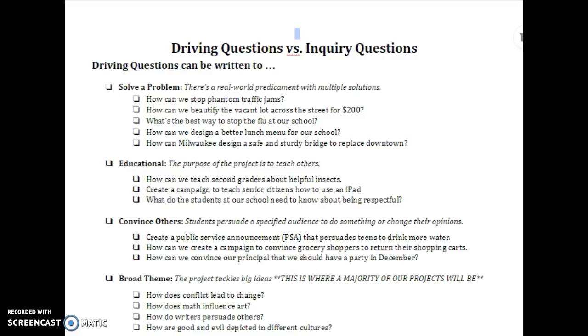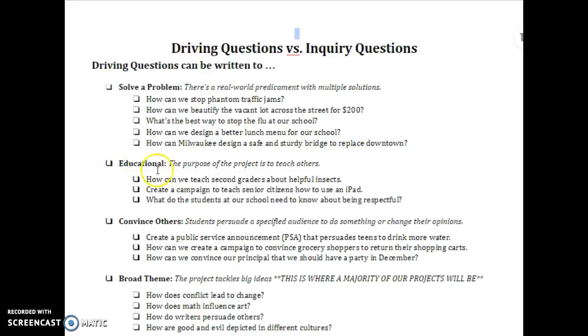Okay, boys and girls, today you're going to be writing a driving question, and we're going to talk about the difference between a driving question and an inquiry question. So first of all, it's important to know that driving questions can be written in a variety of formats to do different things. The first is that they can solve a problem.